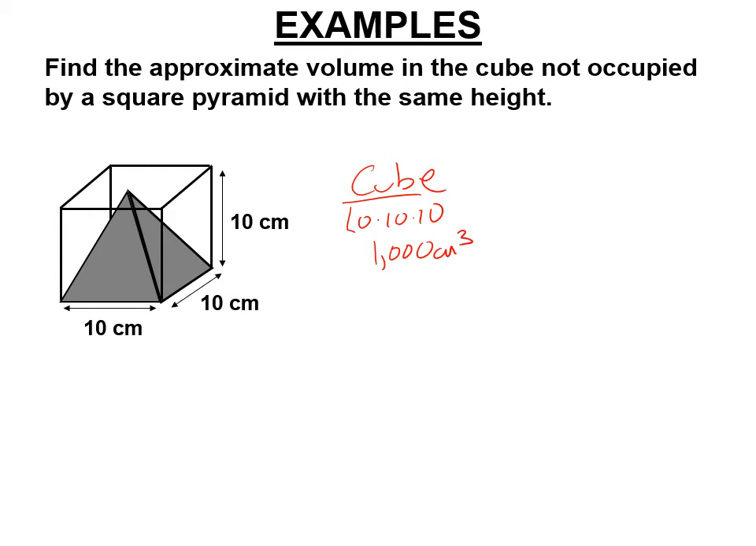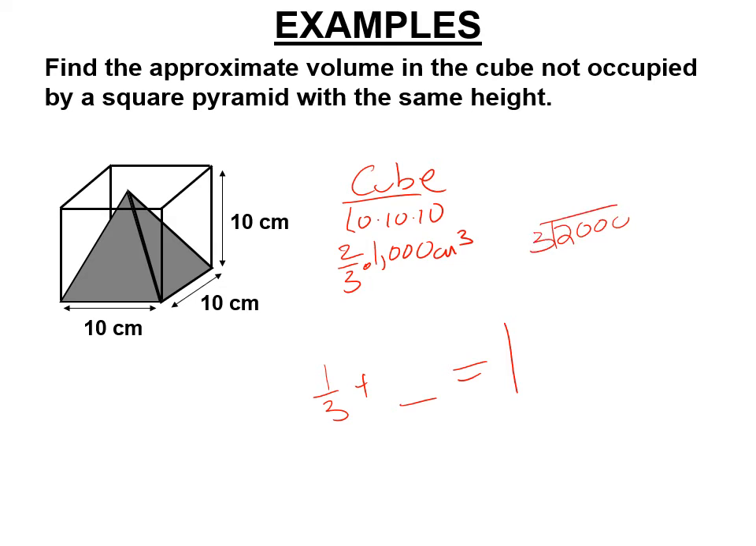Now, the pyramid is 1/3 of that, right? What does that mean? If 1/3 is occupied by the pyramid, what fraction occupies the rest of the cube? 2/3. Hopefully you're saying, oh, so we could just take 2/3 of that. So 3 doesn't nicely go into 1,000, but 2 times 1,000 is 2,000. So let's do 2,000 divided by 3.